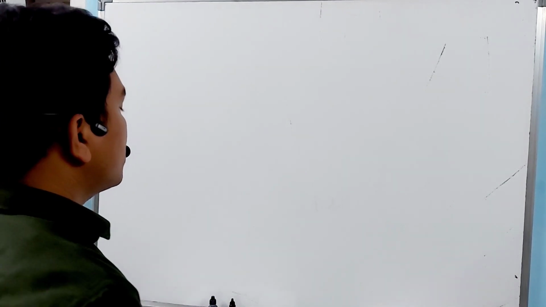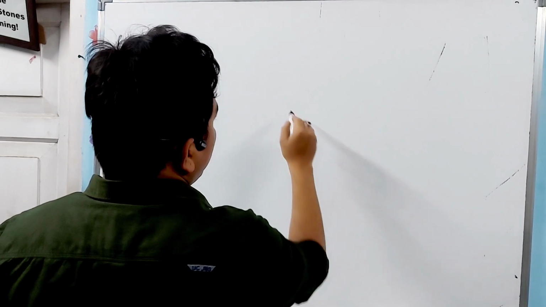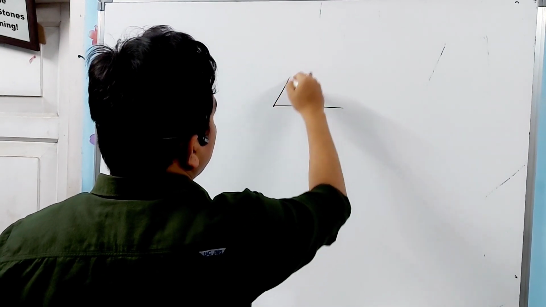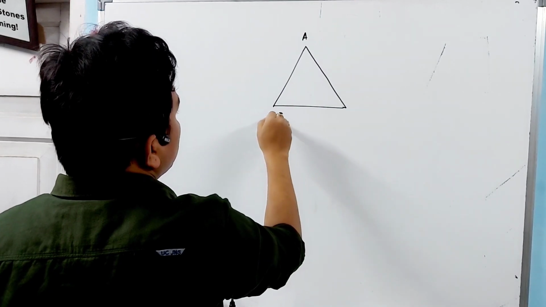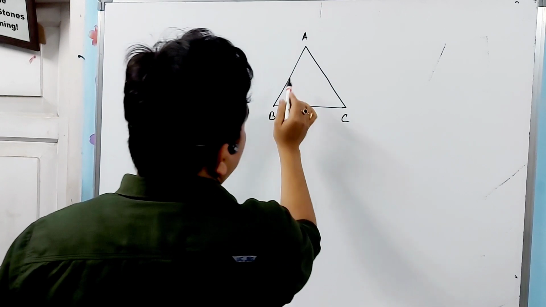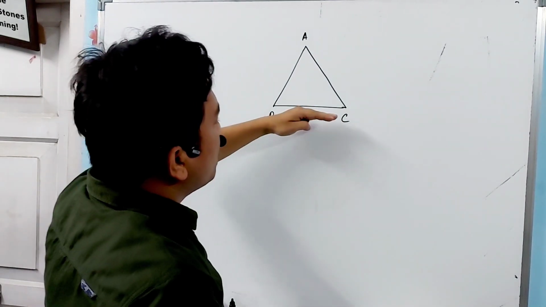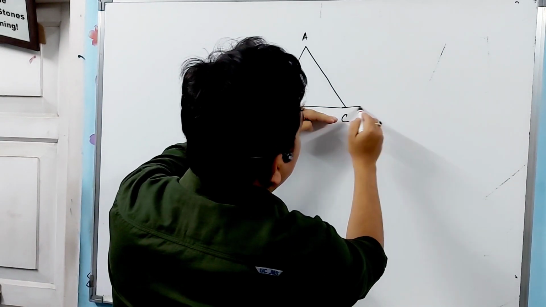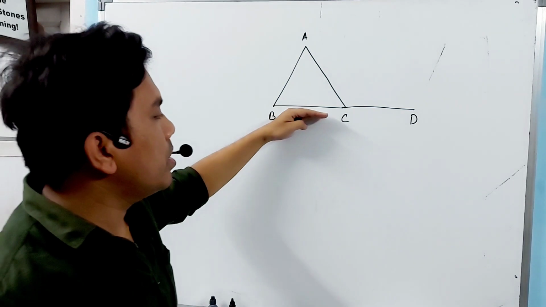Now in the next theorem it is given that in a triangle, let the triangle be ABC. If we produce one of the sides, three sides are there, AB, BC and AC, so if we produce one of the sides BC up to D, I produce BC up to D.